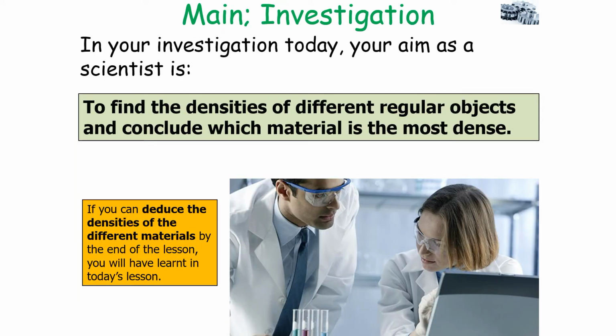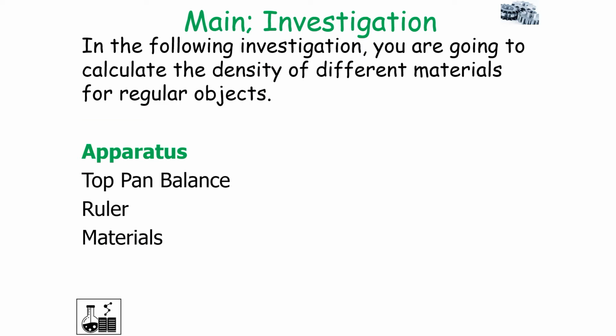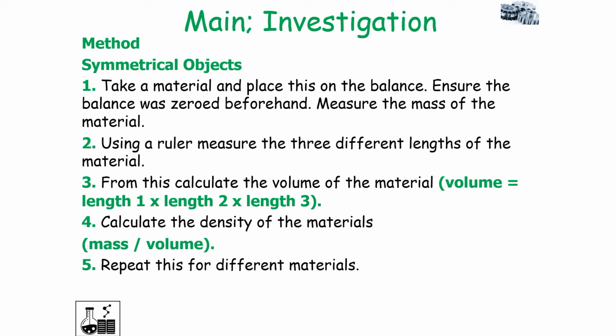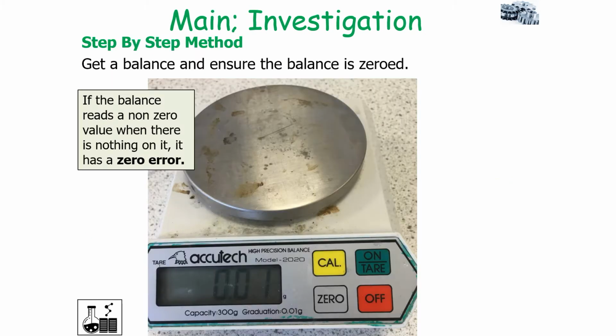Now you can carry this out in a practical investigation as well. So you would need a top pan balance, a ruler and some materials. So you would take a material and place it on a balance, ensure the balance was zeroed beforehand, and you measure the mass of the material. Then using a ruler you measure the 3 different lengths of the material, calculate the volume and then calculate the density.